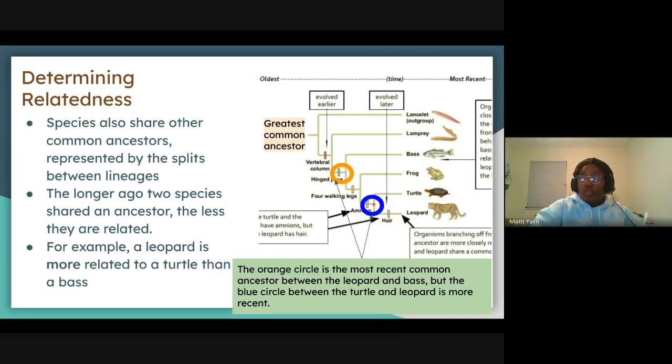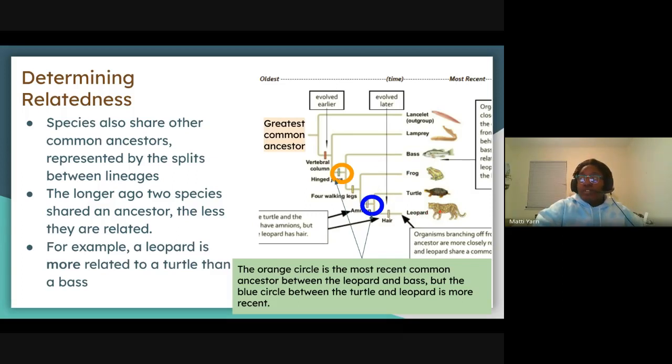So, okay, we're like, oh, look, they meet here at that line. So that is their closest ancestor right here in this blue circle. And so the longer ago two species shared an ancestor, the less they are related. So these two have a very recent ancestor. That was like, quote unquote, yesterday for them.